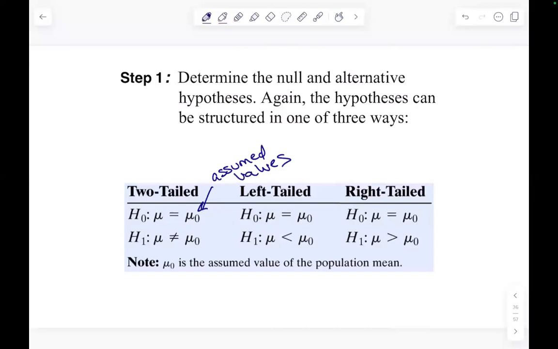We will not be doing any calculations with hypothesis testing for standard deviations, but it is a thing. You can do it. We just don't do it, not in this class.